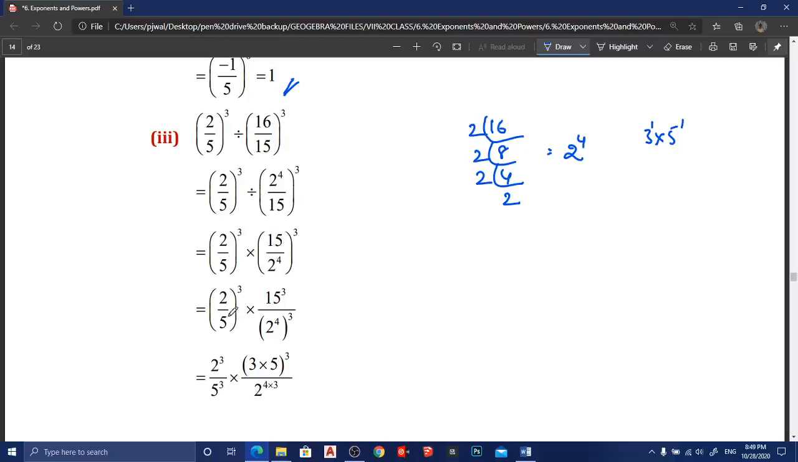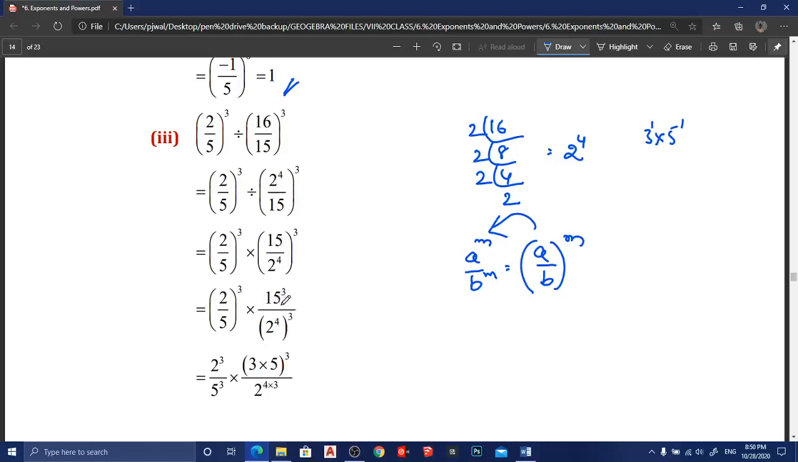Now you can split the powers by using this formula. You know that (a to the power of m) by (b to the power of m), how can I write this? (a by b) to the power of m. By using this formula reversely, (a by b) to the power of m, how can I write this? a power m by b power m. Splitting this, 2 cube by 5 cube into 15 cube by (2 power 4) whole cube. Already one power is there here, and again you are taking this power, (2 power 4) whole cube. This is power of power you are getting in the denominator.